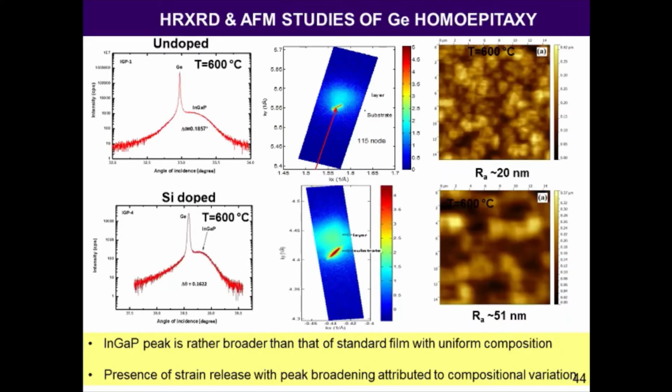The center picture gives what is called the typical HRXRD picture, and the right hand side AFM picture corresponds to the roughness for the 600-degree growth. The roughness is 20 nanometers, and when it is doped with silicon, the roughness increases from 20 to 51 nanometers. So the presence of strain release with the peak broadening is contributed to compositional variation when doping with silicon. But this slide is shown as an example for electro epitaxy. Okay.